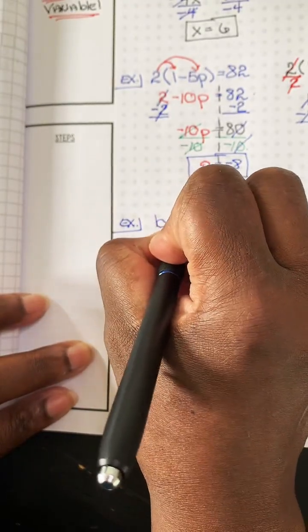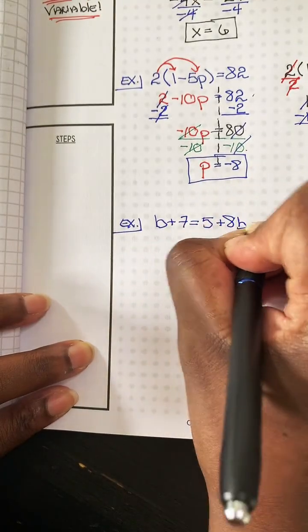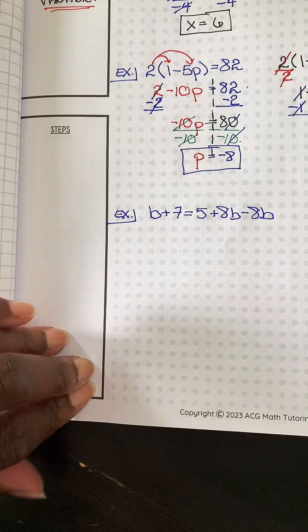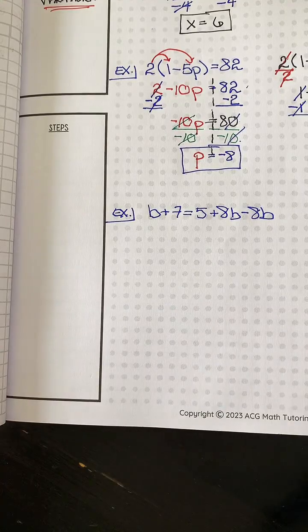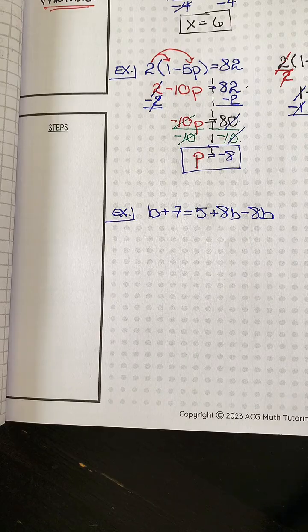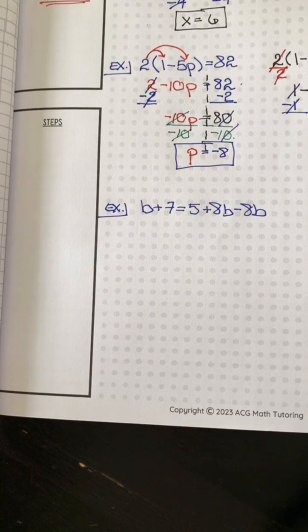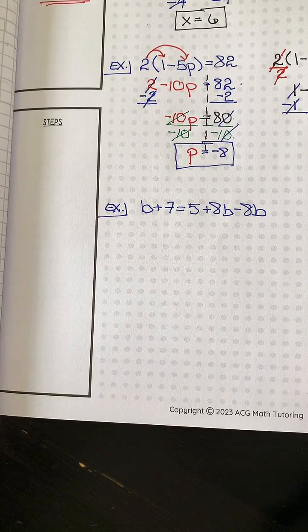b plus 7 equals 5 plus 8b minus 8b. What's my answer? I'm literally going to give you a minute. What is my answer? Okay, we don't have to get too deep with it. What do you think my answer for b is? Because we're trying to isolate the b.